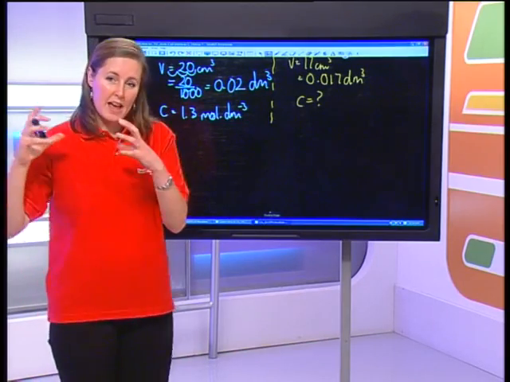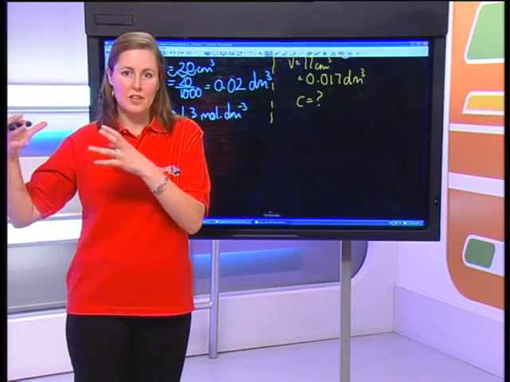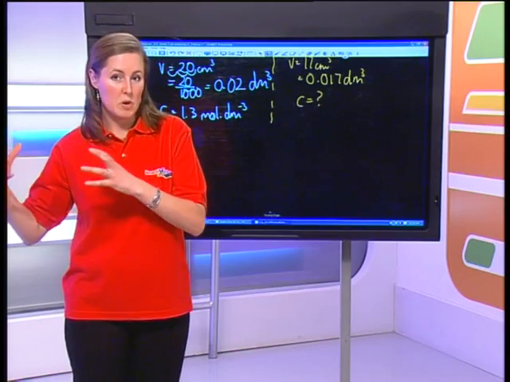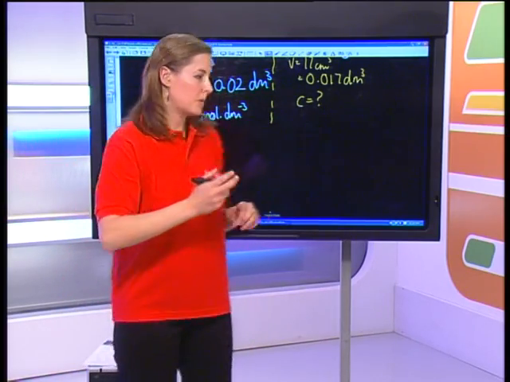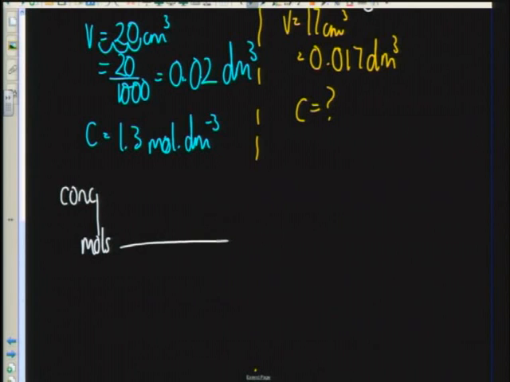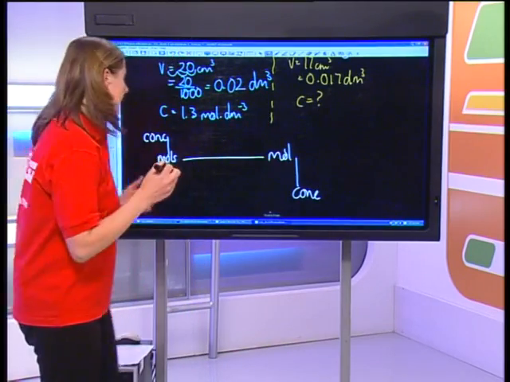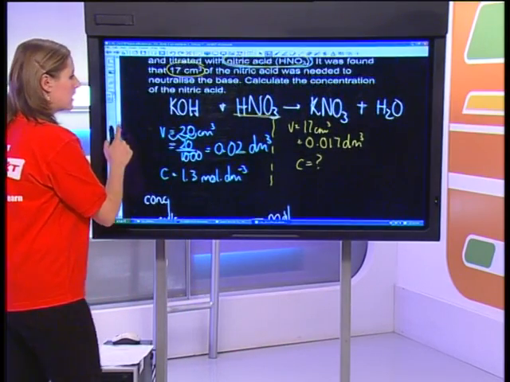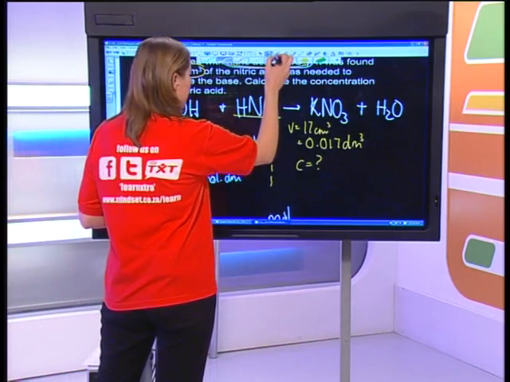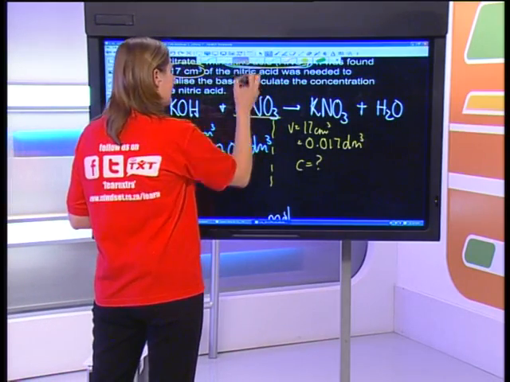Then we're going to compare the potassium hydroxide, the one substance's moles, to the other substance's moles. So I'm going to go moles to moles, and then moles to concentration. This is what I call taking the mole route, okay? Because that's what we can do to compare the amounts. Remember we said the balanced equation allows us to compare.